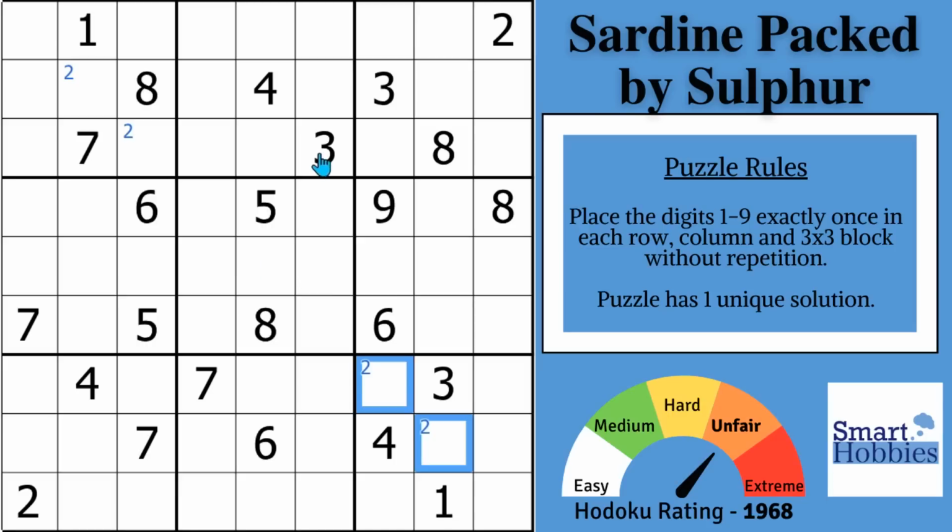Continue with the 3s. You might notice with these 2 3s, only 2 places for a 3 in block 1, and only 2 places for a 3 in block 6. Nothing else you can do with the 3s. Let's move on to the 4s. With the 4s, you might see there's 2 places for a 4 in block 3, and with these 2 4s and this 4, 2 places for a 4 in block 8.